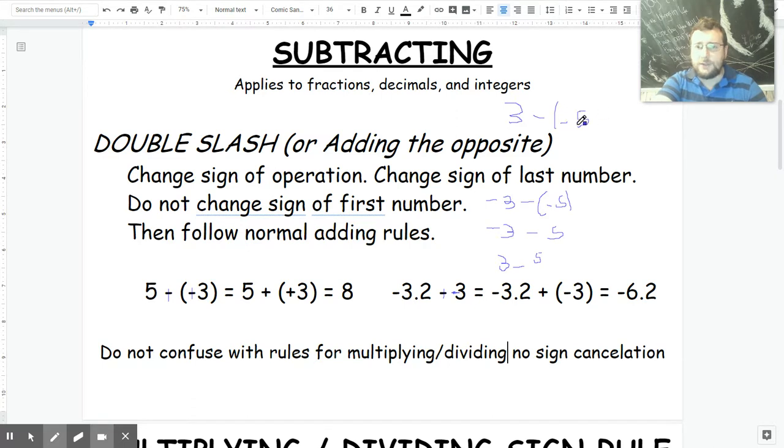And I don't like to write 2 negative signs next to each other. It confuses me. So I put parentheses whenever that happens to separate the negative signs. You don't need to do that, but it's very useful for math that comes later on. All right, let's practice each one of those.